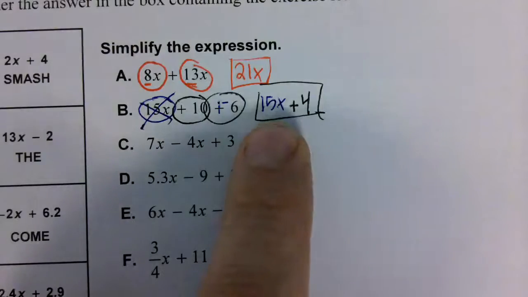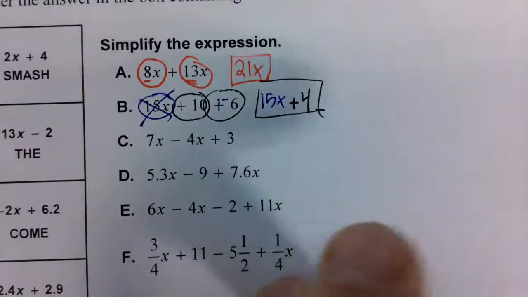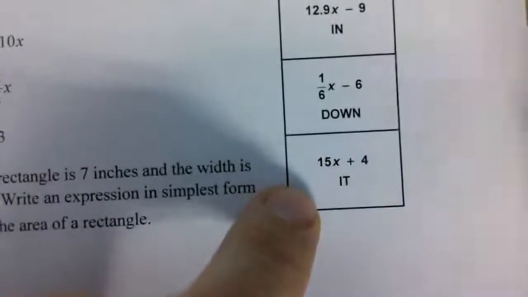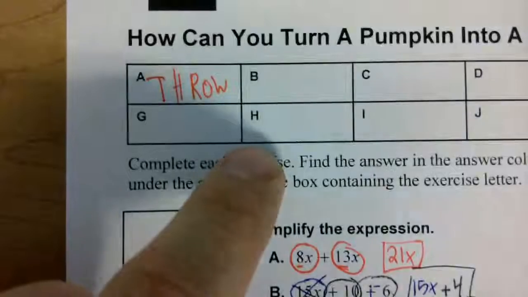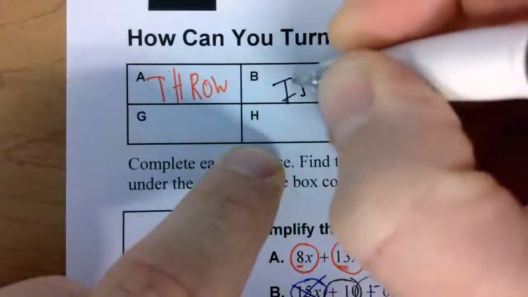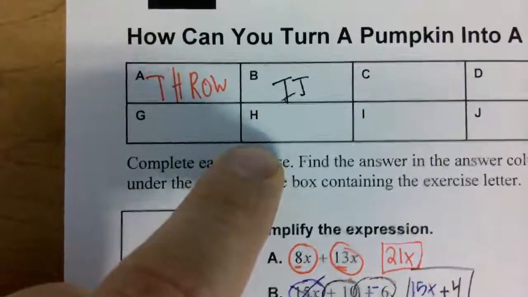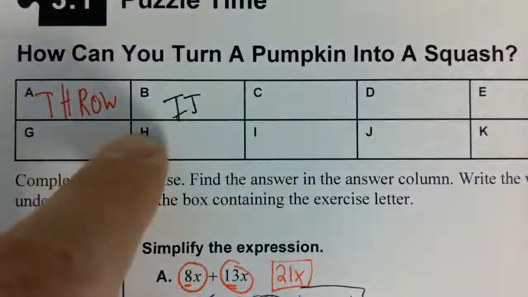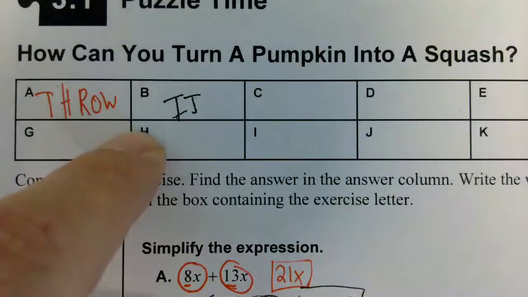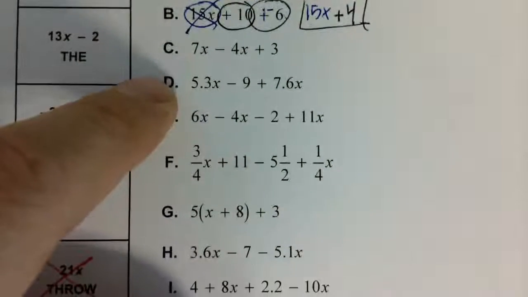Notice again, because we have it in addition, you can have it in any order. But we're looking over here, second column, all the way down. The word is it. So up here with B, put down it. So how do you turn a pumpkin into a squash? Throw it. Shh. Don't shout it out. Keep on working it through and show me the work.